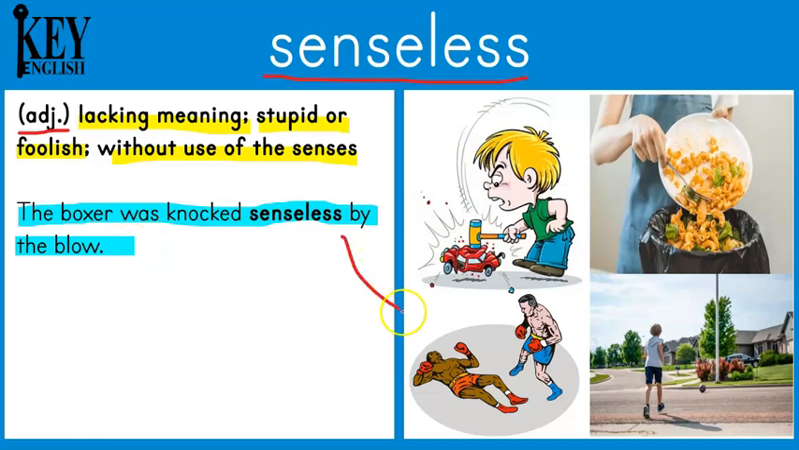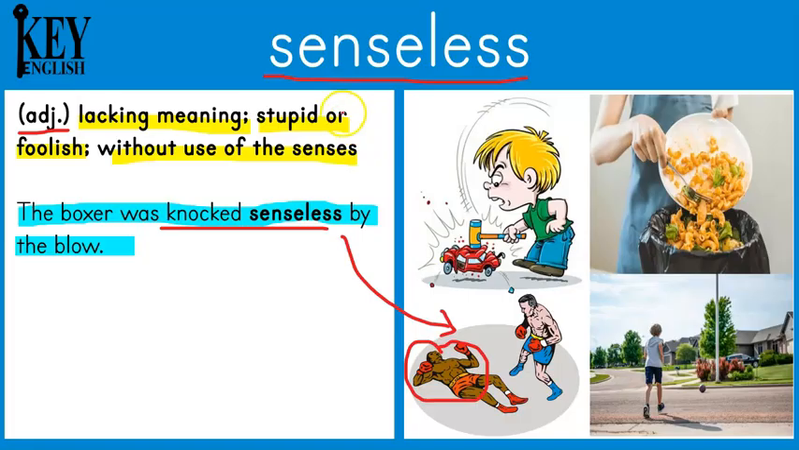So just like in this picture here, these two men were fighting in a boxing match and this man was knocked out. So he lost his senses. Maybe he couldn't see anymore. He couldn't think clearly anymore. So we can say he was knocked senseless.